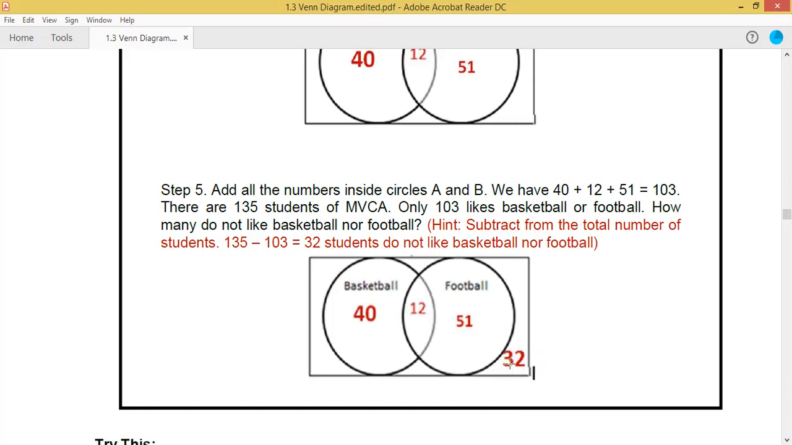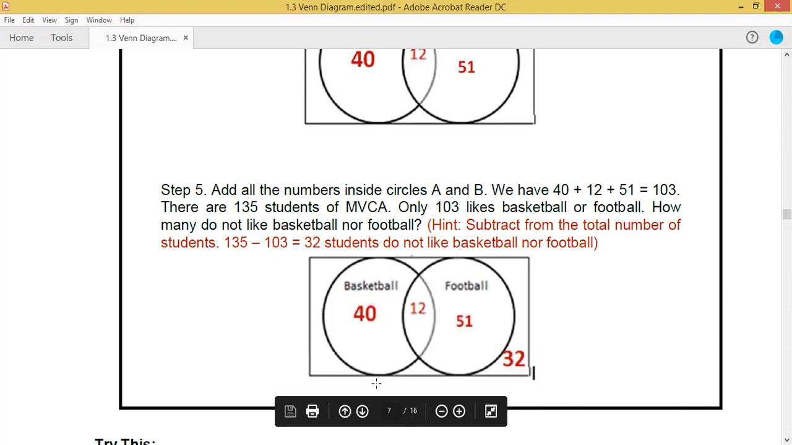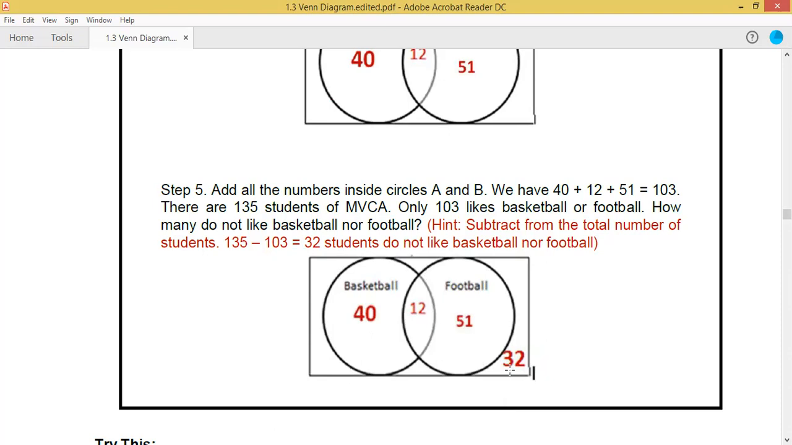Let's interpret again the Venn diagram. How many students were there? You need to add all of the numbers inside. That's 40 plus 12 plus 51 plus 32. That is 135.